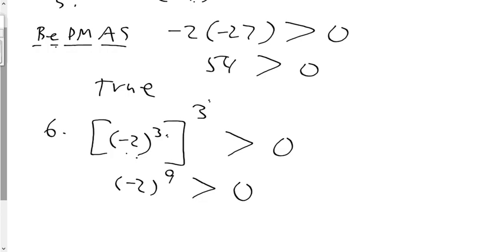We don't have to know what negative 2 to the 9 is. If we do know, that's great. If we don't know, that's okay as well. We know it's a negative base to an odd exponent, so it's going to be a negative number. I don't even care what the answer is. Is it possible that a negative number is greater than 0? No. Therefore, the answer is false.